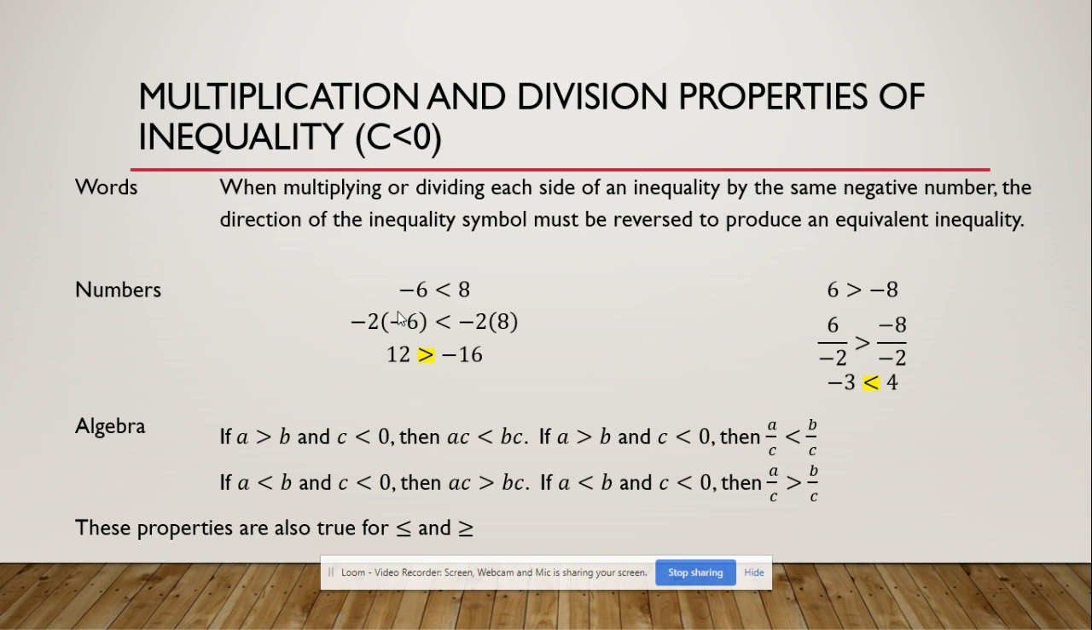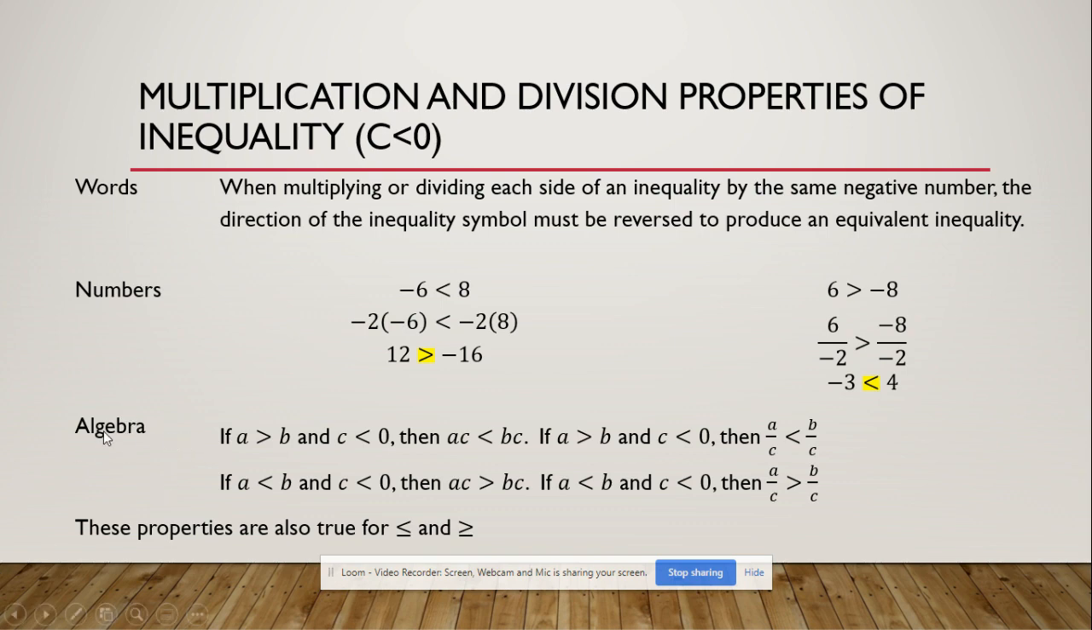Because an inequality is there to say which side is bigger, whenever we multiply or divide by a negative, we have to switch it around, because that's exactly what multiplying by a negative does. It makes the big things small and the small things big.